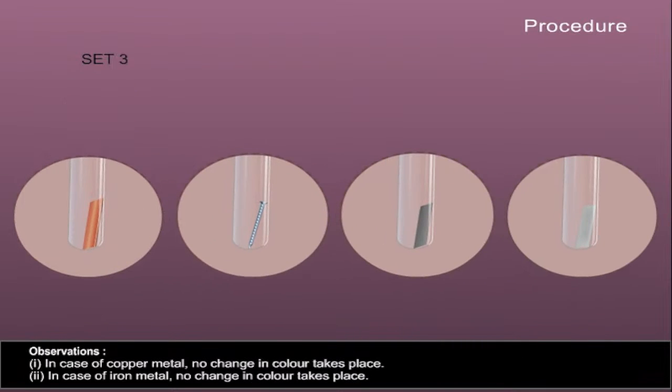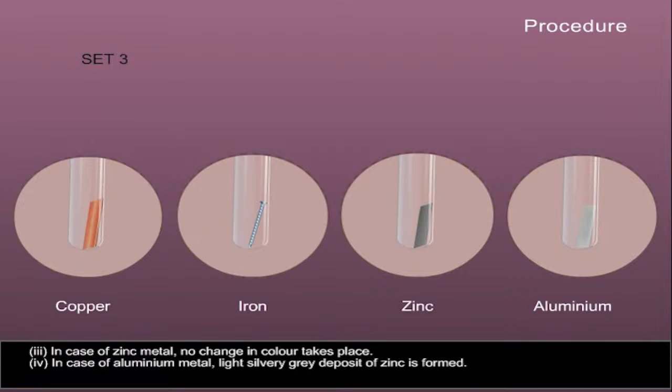Observations. 1. In case of copper metal, no change in color takes place. 2. In case of iron metal, no change in color takes place. 3. In case of zinc metal, no change in color takes place. 4. In case of aluminium metal, light silvery gray deposit of zinc is formed.